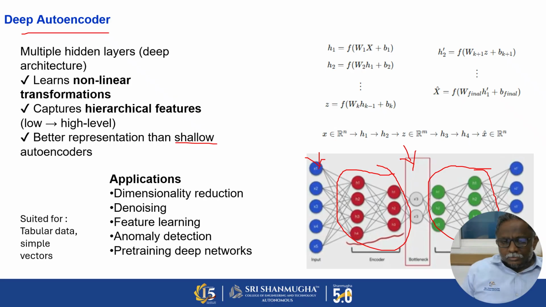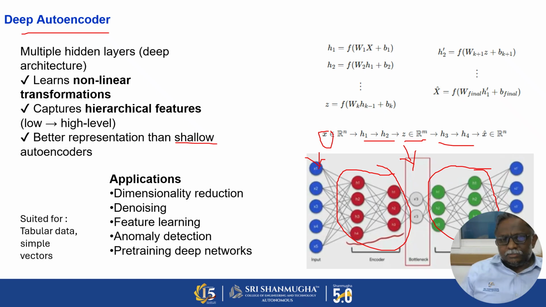So this can be represented in this way: X is our input, and that will have many features with high dimensions. In between, we'll have multiple hidden layers. And finally, in the latent representation, M is going to be less than N. Similarly, in the decoder part, we'll have many hidden layers, and the reconstructed one will be the same as the input one. So the difference between shallow and deep autoencoder is that in the deep autoencoder, we have multiple hidden layers.